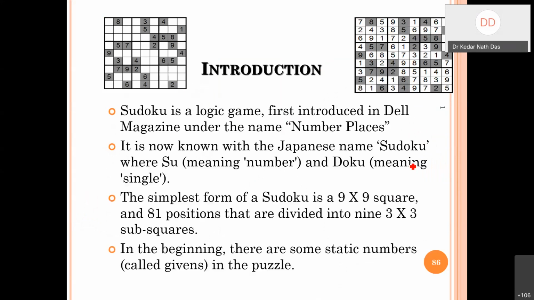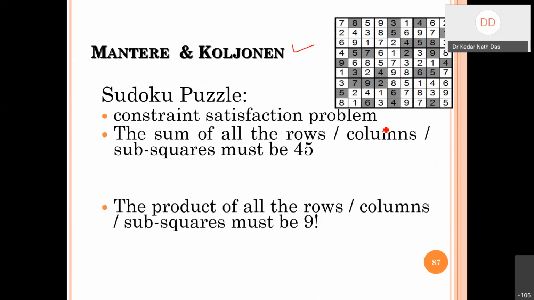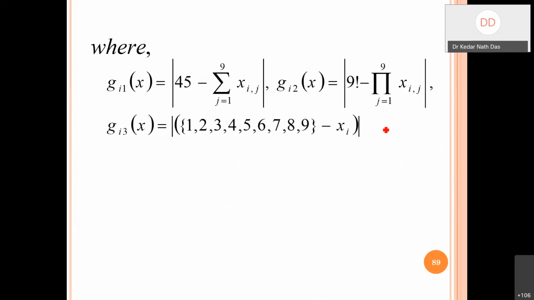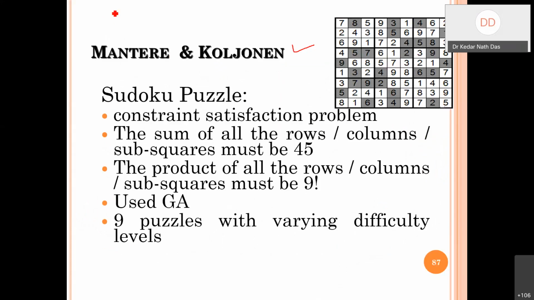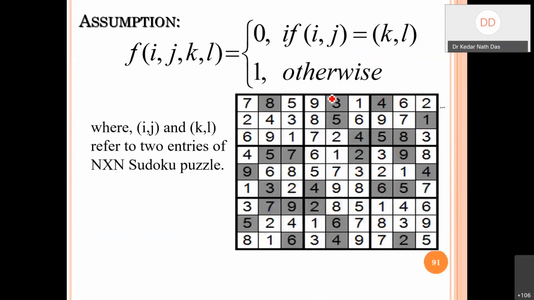There are Monterey and Coljanon who had already solved this initially, and I have shown that I have beaten their algorithms, and this article is also available on the internet. That is the real-coded genetic algorithm for solving Sudoku puzzle. Instead of wasting time telling their technique, better to come to my technique. I will give you only the function value which I have designed in my paper.